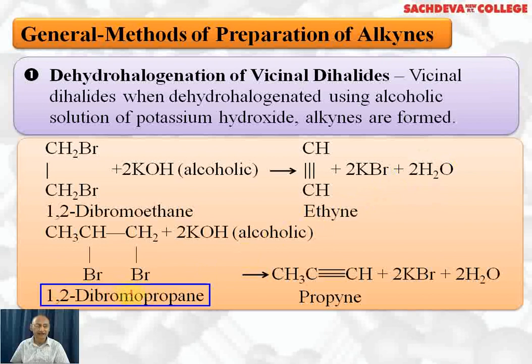Similarly, if we take 1,2-dibromopropane and treat it with alcoholic KOH, Br from here and H from here, Br from here and H from here will be removed and we'll get a triple bond and we get propyne plus 2 KBr plus 2 water. So this is the method of preparing alkyne from vicinal dihalides using alcoholic KOH. This is a nucleophilic elimination reaction because HBr is getting eliminated.